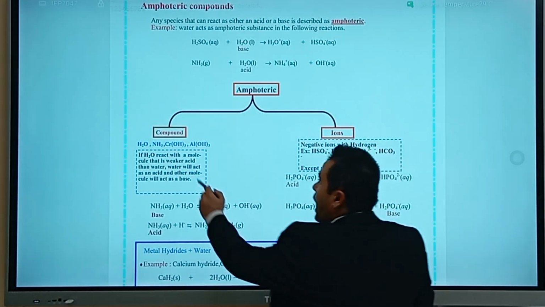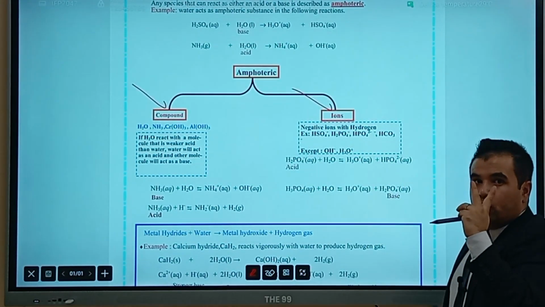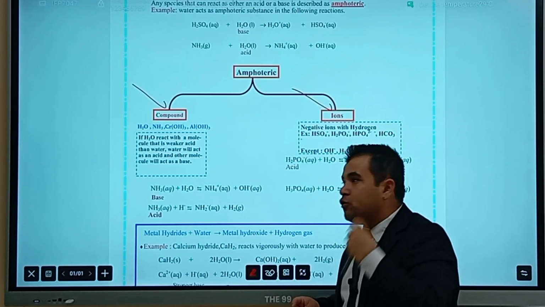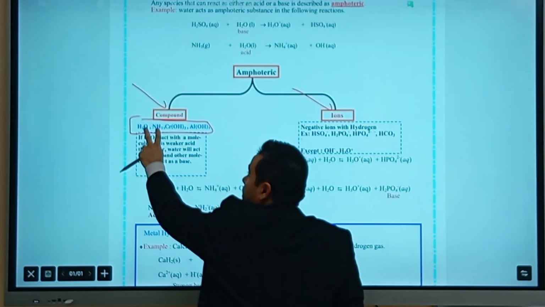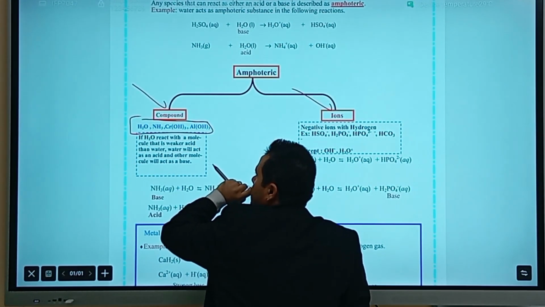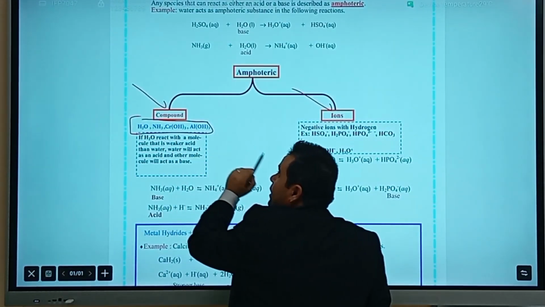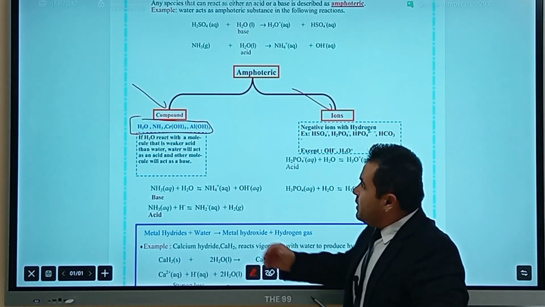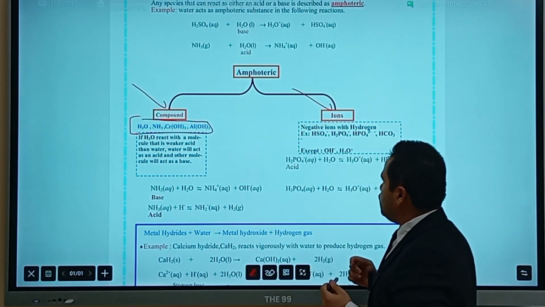For the amphoterics, we have neutral compounds and ions. So we have two types of amphoterics. The neutral compounds in our book are four: H2O and ammonia, which are the two most frequently used amphoterics, together with chromium(III) hydroxide and aluminum hydroxide. So these are the only four neutral compounds which can behave as amphoteric.